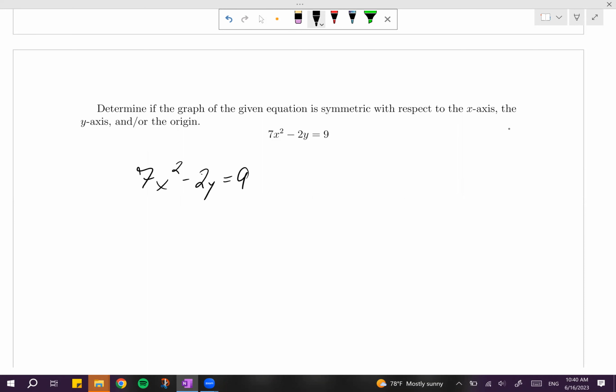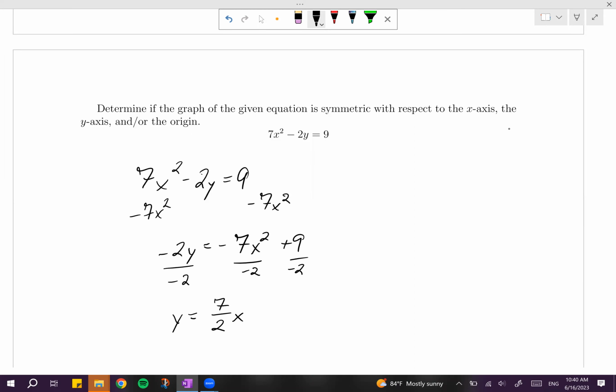I'm going to try and get this in terms of y in terms of x. So I'm going to subtract 7x squared from both sides. I'm going to get negative 2y equals negative 7x squared plus 9. I'm going to divide by negative 2 on both sides, and I'm going to get y equals 7 over 2 x squared minus 9 over 2.